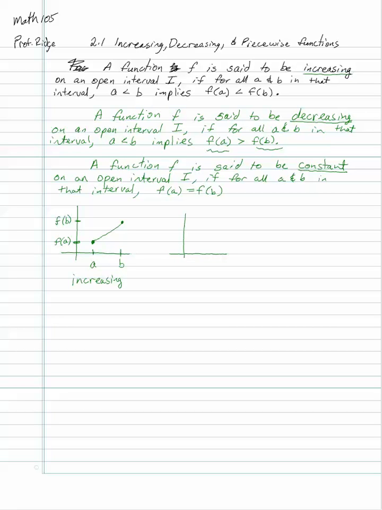Decreasing would look like this: if you had a right here, this would be f of a, and b is to the right of a still, so we're going from left to right. It would be f of b, and we're going down as you move left to right, so that's decreasing.